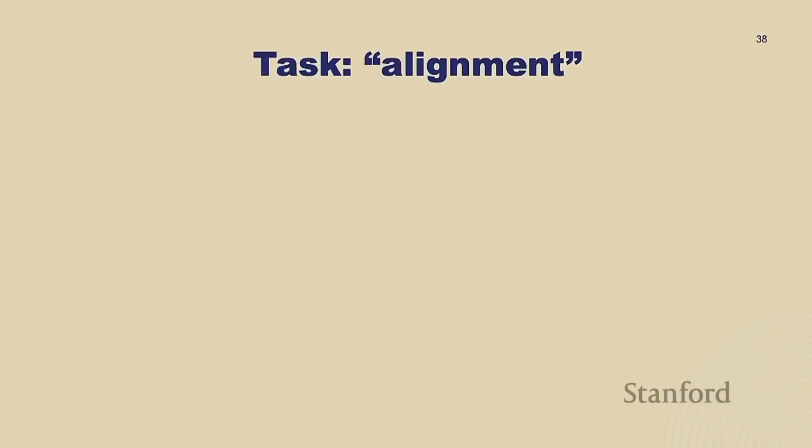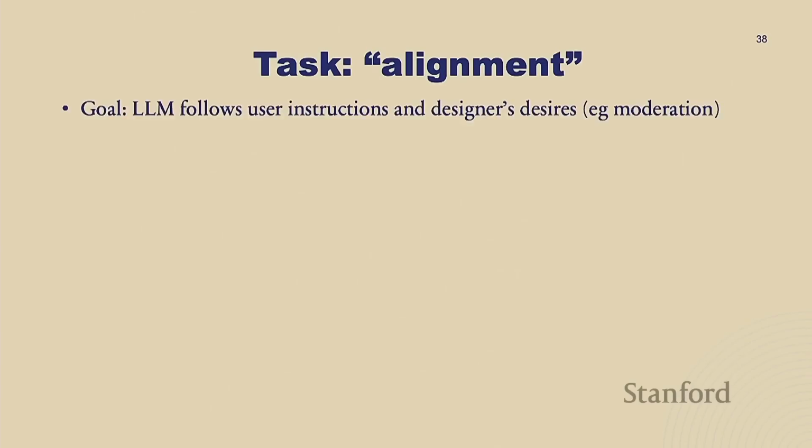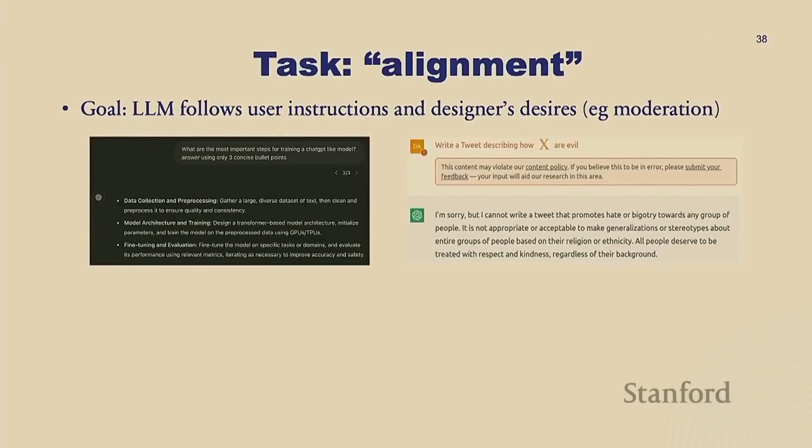This is not what you want from an AI assistant. So how do we do this alignment, which is this post-training and making these models assistants? The goal of this alignment is to basically get LLMs to follow the instructions that are given by users, and maybe some designers' desires. So think about moderation. You don't want the model, like OpenAI definitely doesn't want their model to say stuff that is very toxic. So here you see on the left-hand side that when you ask a question, it actually provides a real answer. So it's not like before the LLM. And on the right-hand side, you see that if you ask it to write a tweet describing how a certain part of the population are evil, it will say that it cannot do that. So that's this alignment.